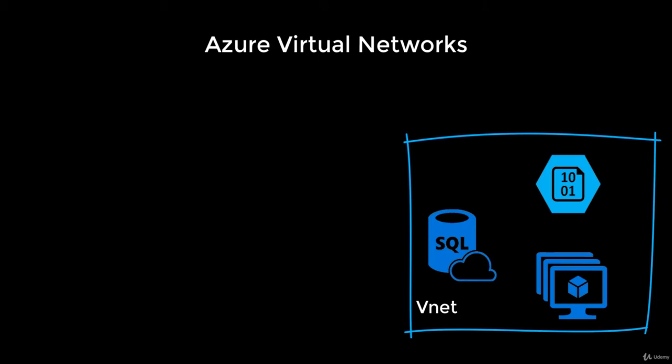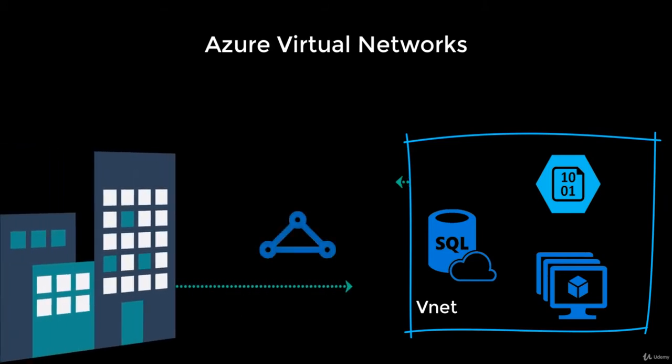A VNet is a representation of your own network in the cloud. You can use VNets to provision and manage virtual private networks in Azure. You can also connect your on-premise infrastructure with this VNet. So the connection between on-premise networks and the virtual networks in Azure can be kept private. Optionally, you can also have a VNet to VNet communication.